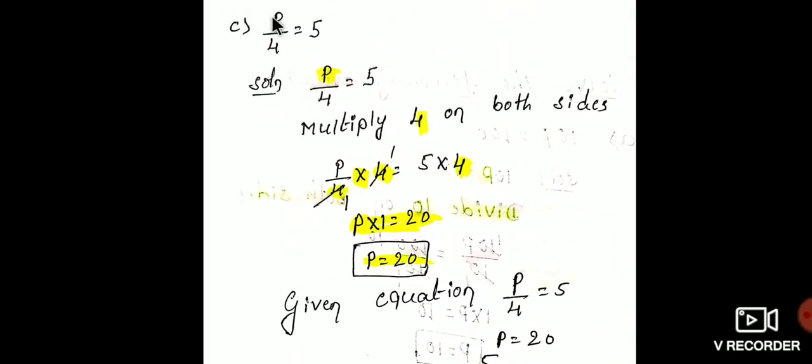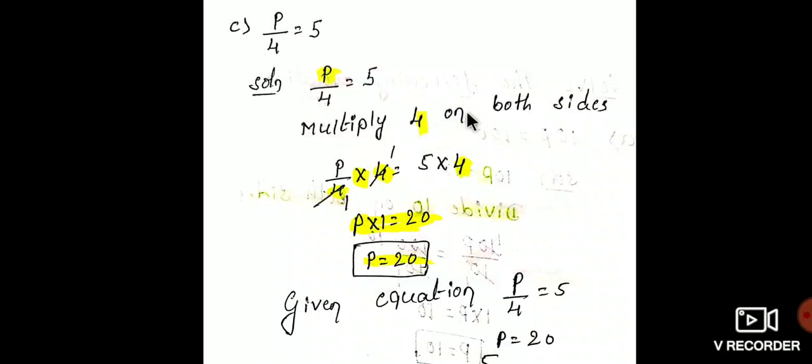It's a very easy problem, dear friends. p by 4 is equal to 5. So we have to remove the 4. That means we have to separate this p. Here there is division. So division means we have to multiply. To cancel a division, we should multiply by the same number. In multiplication and division it is like this, but in addition and subtraction we have to add or subtract with the opposite sign.